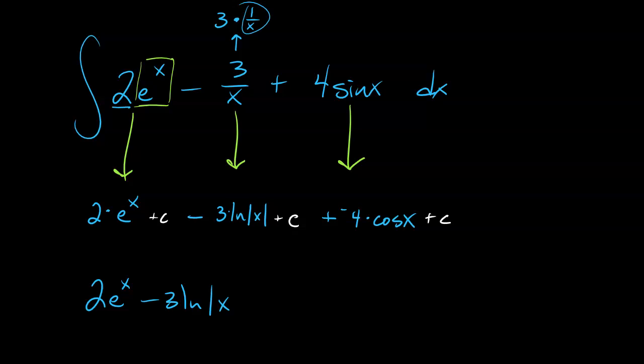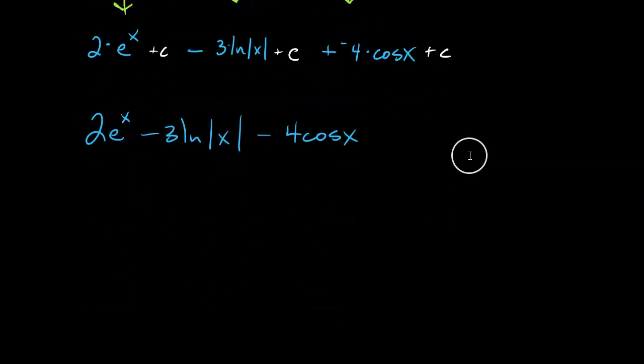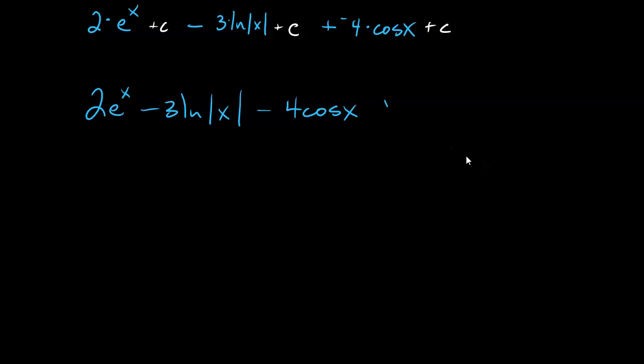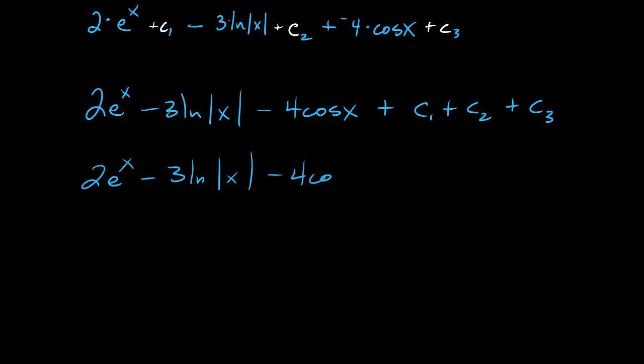Let me shorten this answer. So we have two options. We can write three different C values, and this would technically be correct. I will say that you'll never see this anywhere. So instead of writing three different C's, they just join them all as one big C, and they combine all of the C's together.